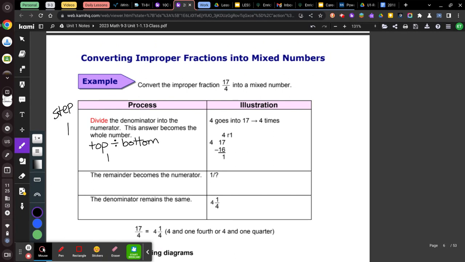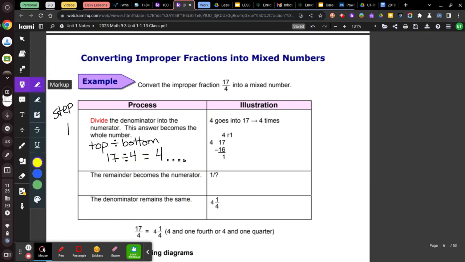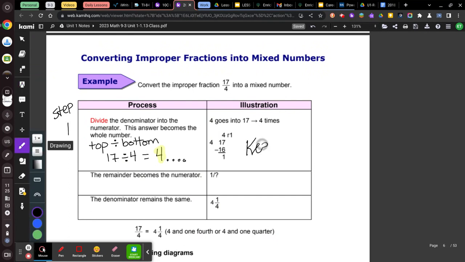So we're going to go 17 divide 4. And we're going to get the number 4, decimal, a whole bunch of numbers, okay? What we want is the whole number in front. So we want that 4. That's the number that we keep. So we keep the 4. So we have a giant 4 now.